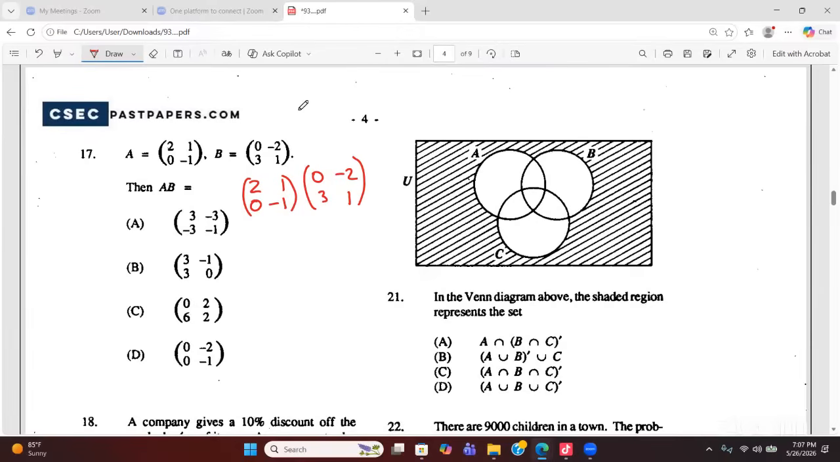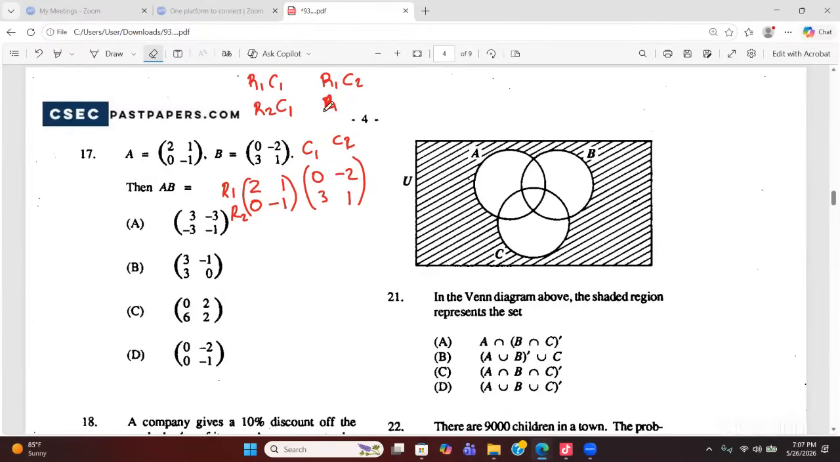So in context, what we're really going to do is, let me label this for the class. This is row 1 and this is row 2. This is column 1 and this is column 2. What we're about to do is row 1 times column 1, then row 1 times column 2, then row 2 times column 1, then row 2 times column 2. And there it is right here. So that's what we're going to execute.